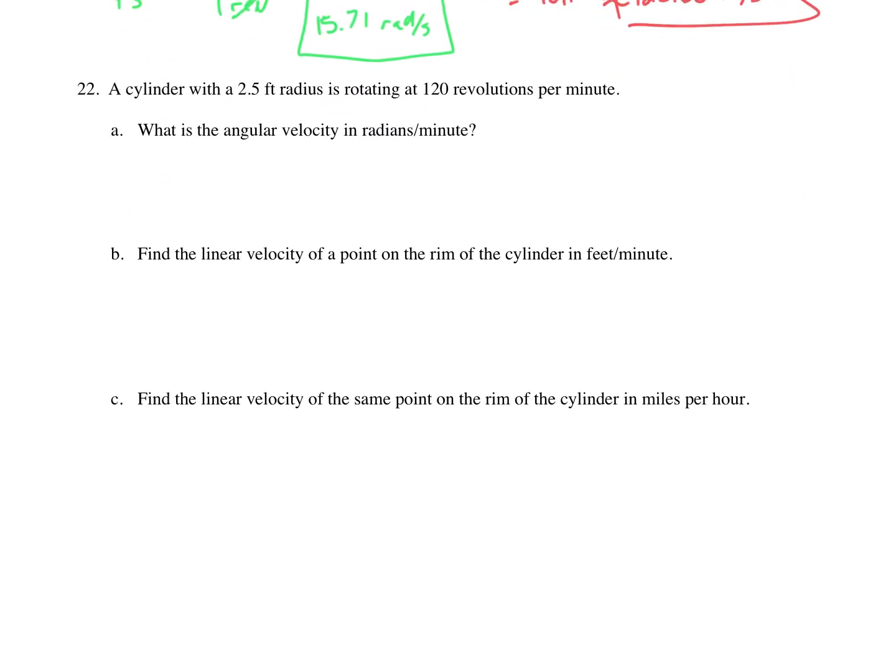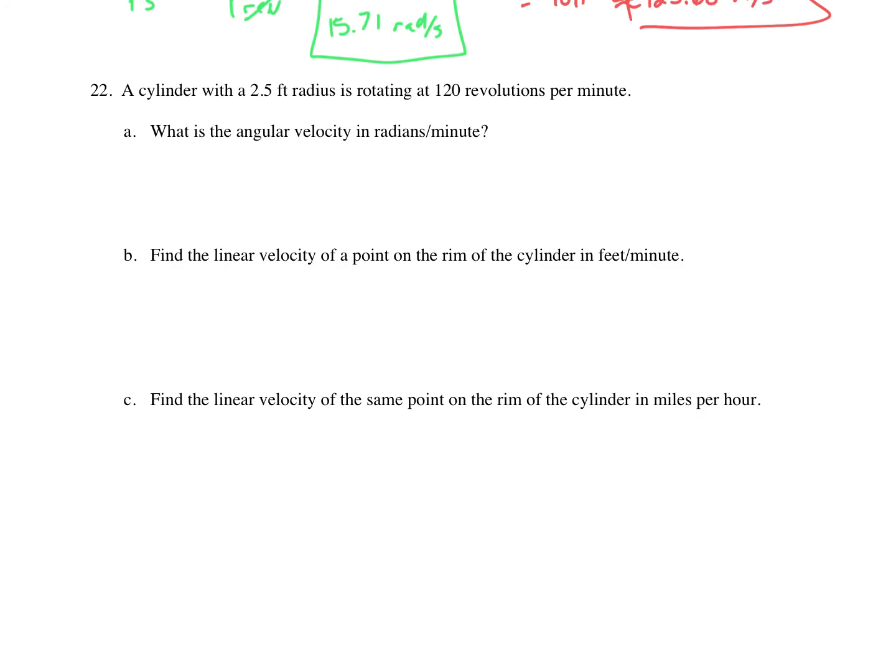So for the last one, we have a cylinder with a 2.5 foot radius, and it's rotating at 120 revolutions per minute. So we want to find that angular speed in radians per minute. But then we're going to do some other things in here. We're going to find the linear velocity in feet per minute and then convert that into miles per hour. So same type of calculations that we just did, but we're going to have that extra piece at the end of converting into miles per hour.